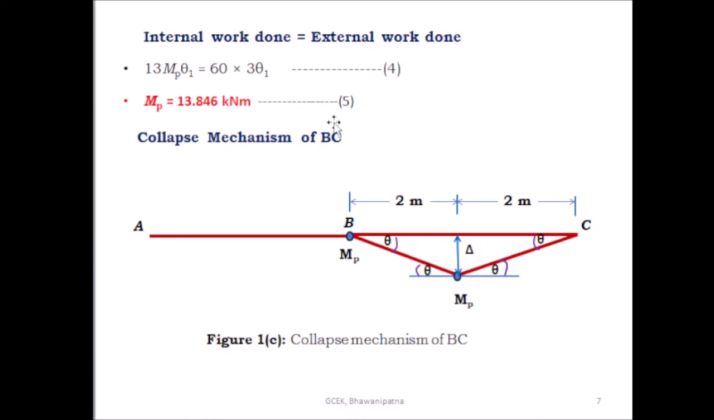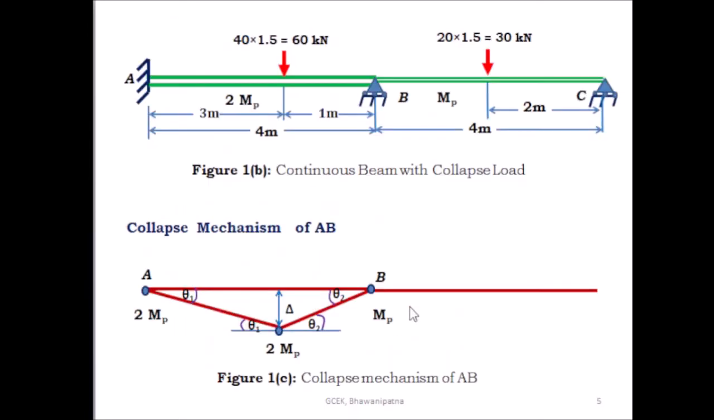Then take the collapse mechanism of BC. So this is the collapse mechanism of BC. Here this is the span BC, and this side is a simply supported, intermediate support. One hinge will be formed at B, and the second hinge will be formed under the load. But here this end is simply supported, so the moment is 0 and there is no hinge there, only two hinges will be formed: one hinge at B, and the second hinge under the loading point.